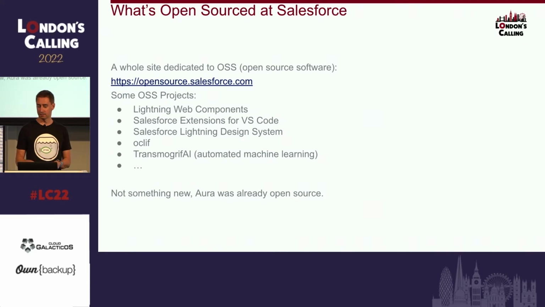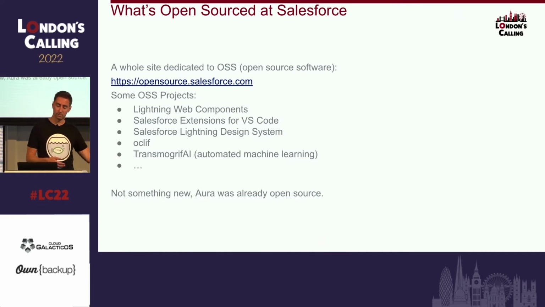tool to build CLIs and other stuff. You can go to the website, there are lots of things in there. And it's not very new, because previously Aura was already open source, so it's quite a long history of open source projects for Salesforce. Not all of them have the same level of open sourceness, if you can say that. For instance, LWC and the extensions for VS Code are really developed as open source projects, where you can go to GitHub and see all the pull requests, all the issues, all the comments the developers are making while developing the tools.